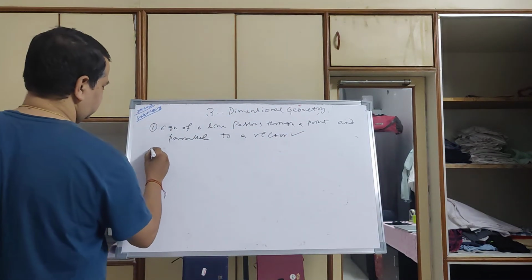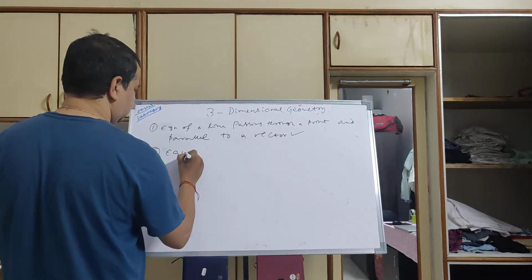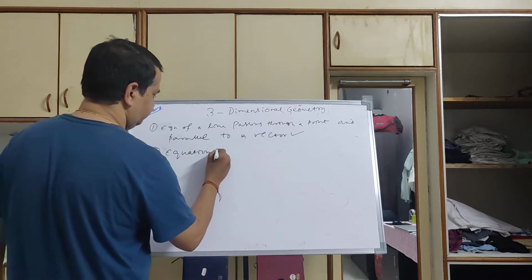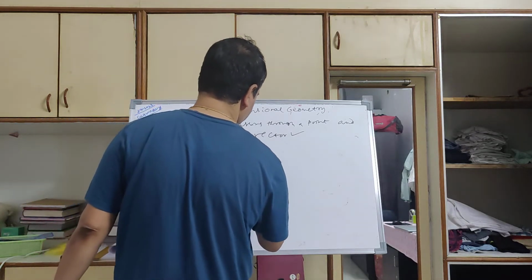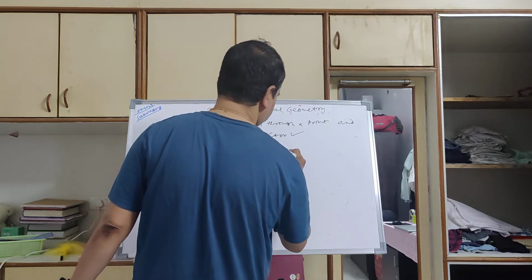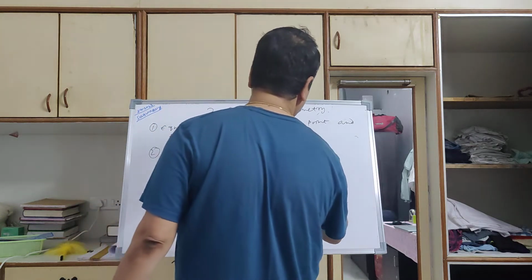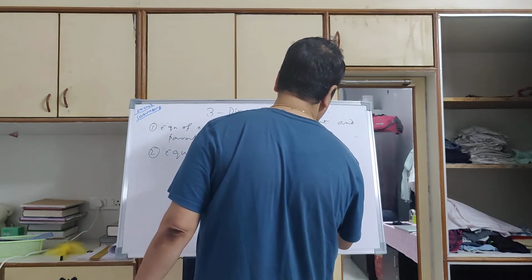So next, equation of a line passing through 2 points. That is also possible.